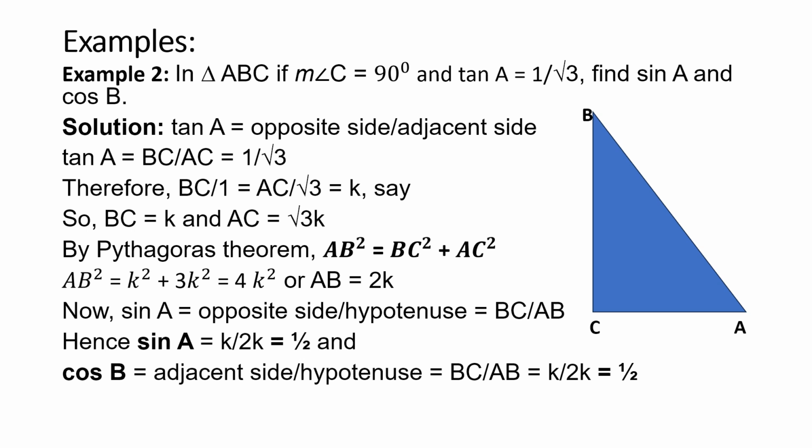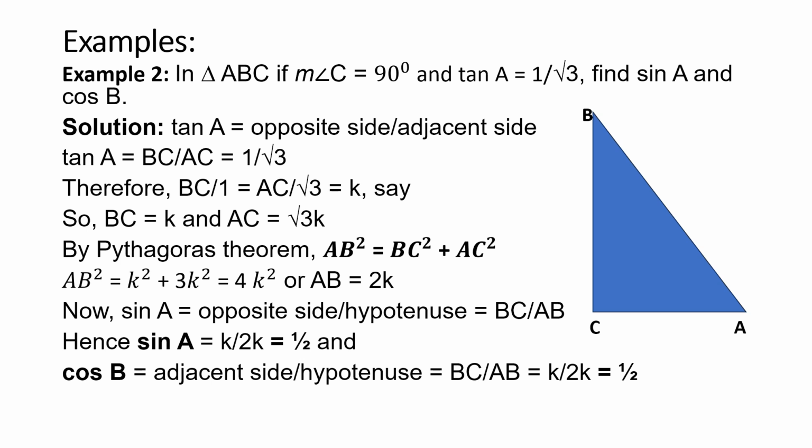Now by Pythagoras theorem, AB square will be equal to BC square plus AC square. So just put the values. You get AB square as 4K square, or AB is equal to 2K. Now what is sine A? Sine A is opposite side upon hypotenuse. Opposite side is BC upon hypotenuse AB. So sine A is K upon 2K, or half.